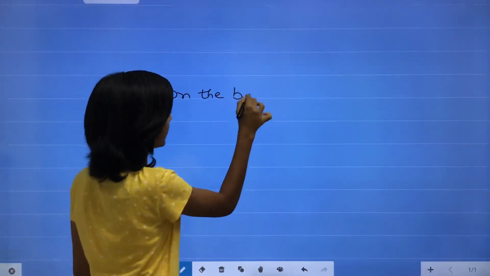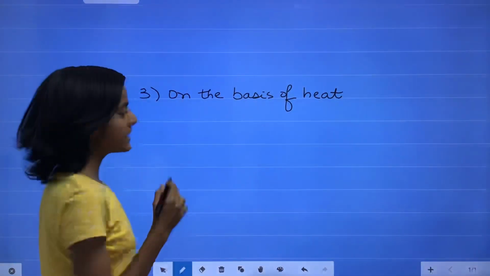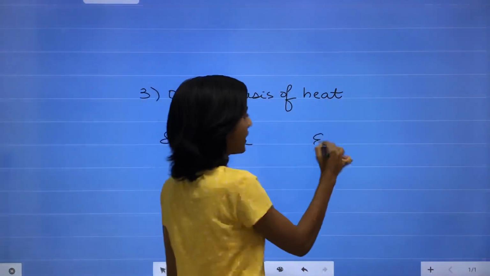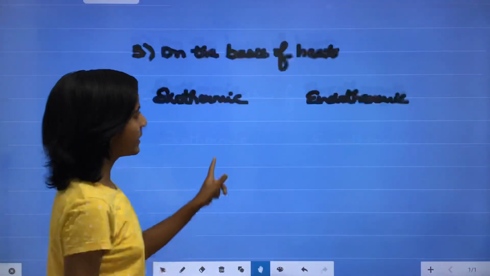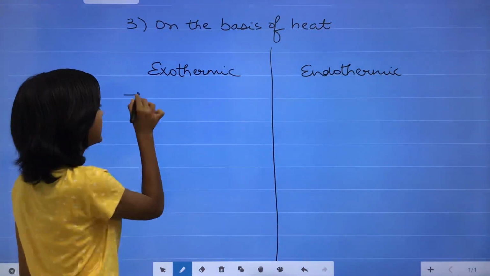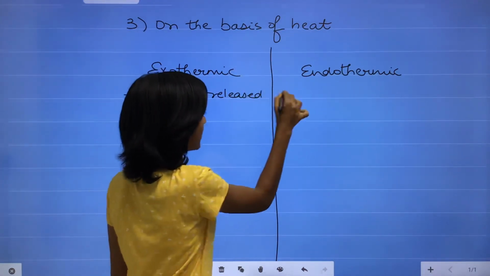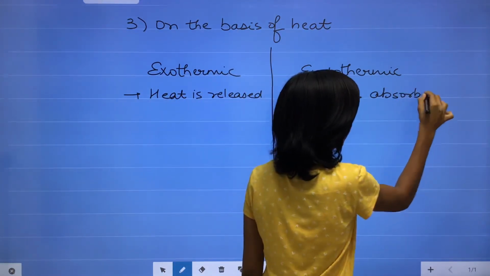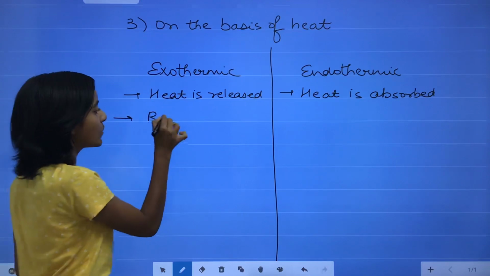So on the basis of heat, one is exothermic reaction and the other is endothermic reaction. In an exothermic reaction, the heat is evolved, meaning the heat is released. And in an endothermic reaction, the heat is absorbed.